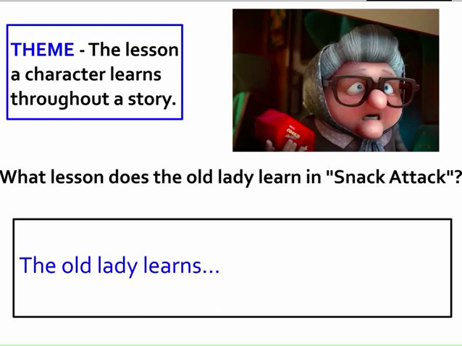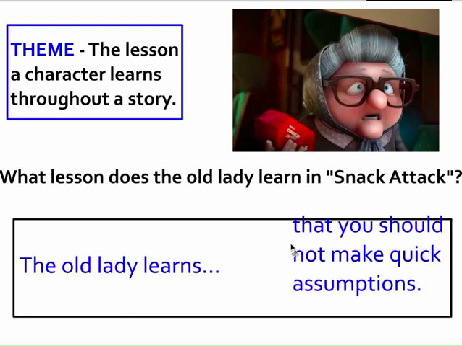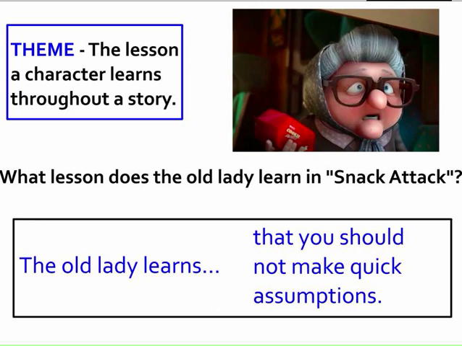In Snack Attack, what lesson does the old lady learn? So what lesson do you think the old lady learns in Snack Attack? I'm going to have you really quickly tell your partner what you think the old lady learns. So you might have said this: you should not make quick assumptions. So the old lady learns that you should not make quick assumptions.